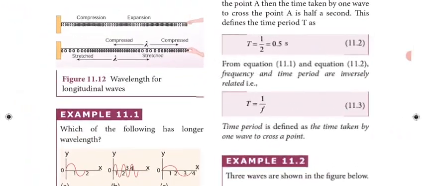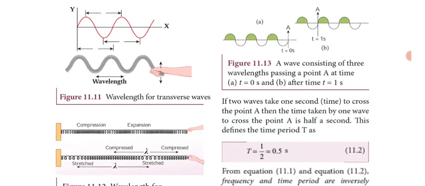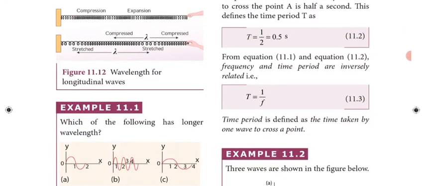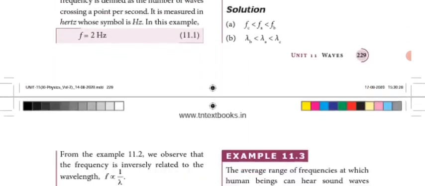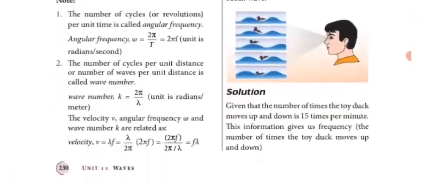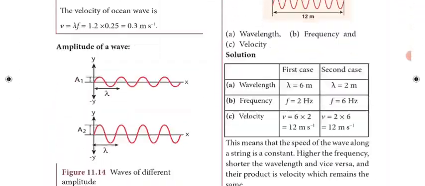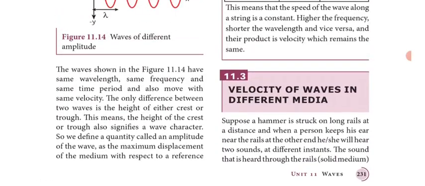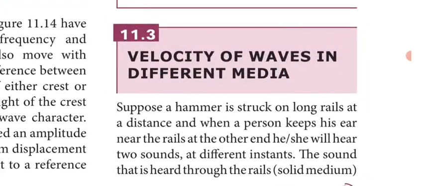Understood these things? So what are transverse waves and longitudinal waves, and then the wavelength of longitudinal waves and transverse waves. Next we pass on to the next topic. All these example problems we'll see later. So, the velocity of waves in different media.